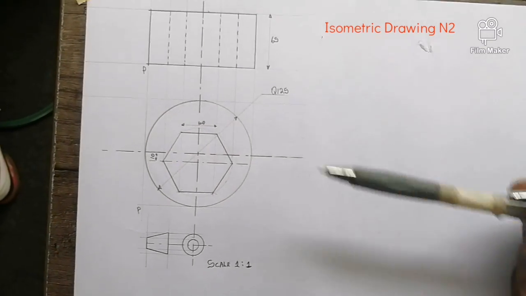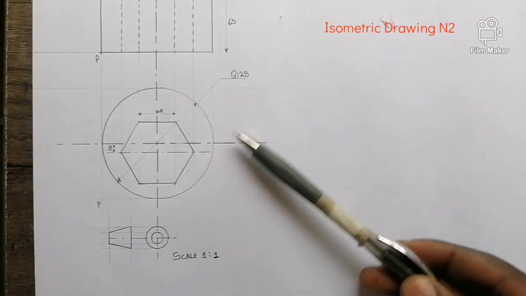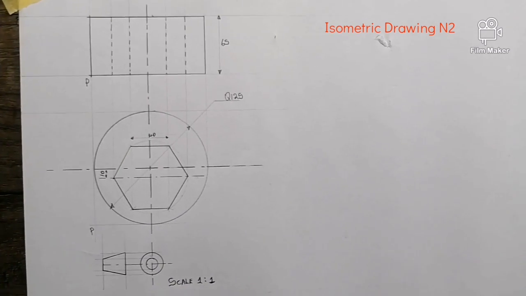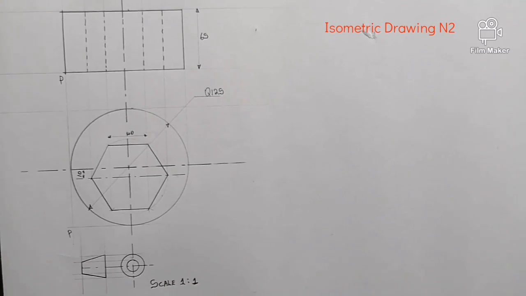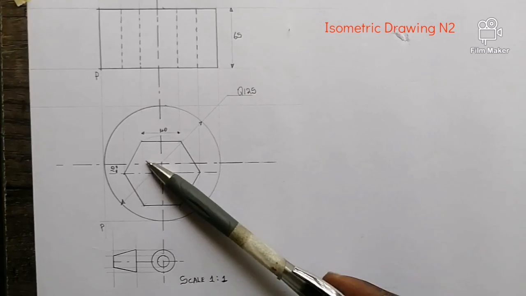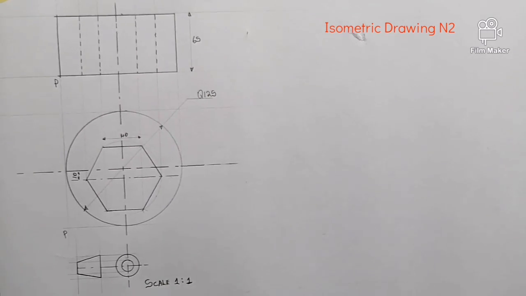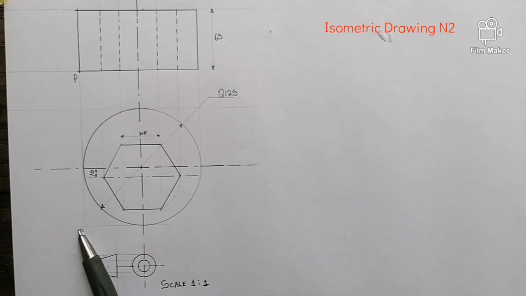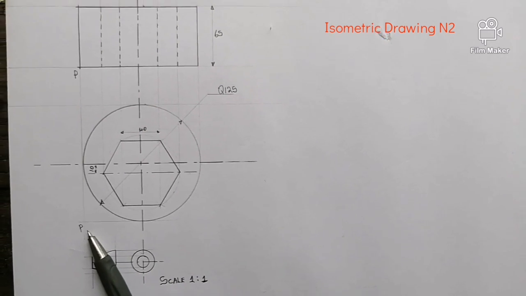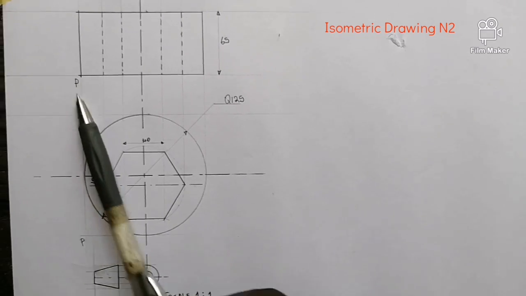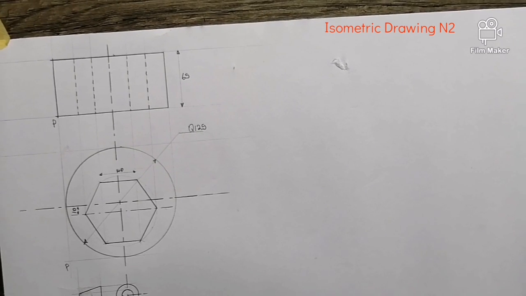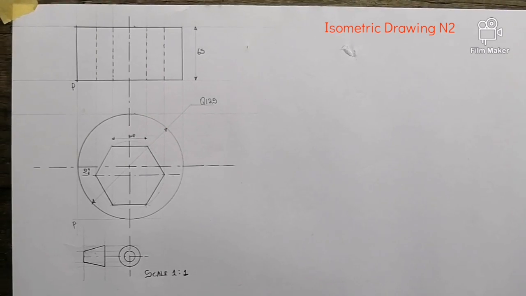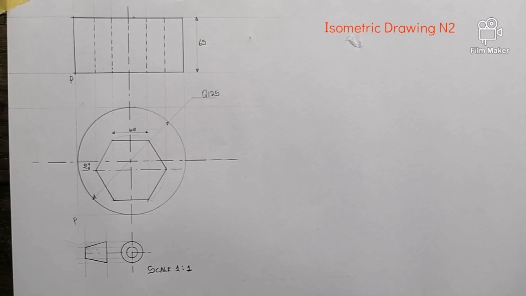We see a 65, which is the height. We see a diameter 125. We see a hexagon inside there, a hexagon of 40 millimeter. We see a dimension 10 from the center of the hexagon to the center of our circle. That's the dimension that we see. Again, there is a P there in our top view. There is still the same P there in our front view.